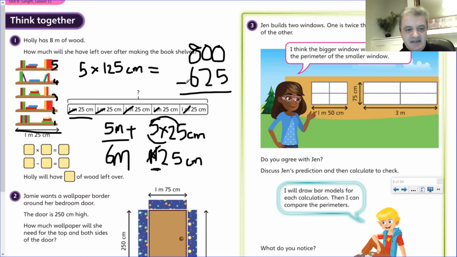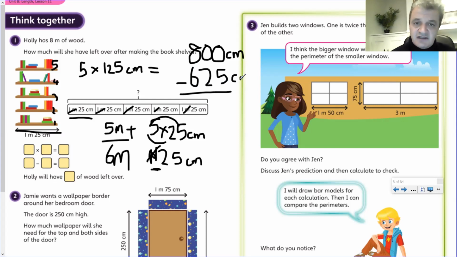Okay, and that leaves me, I've started with 8 meters of wood or 800 centimeters of wood. We know we've cut the 5 shelves at 1 meter 25, which is equal to 625 centimeters. If I started with 800, I've used 625. This sum will tell me how much wood I've got left.